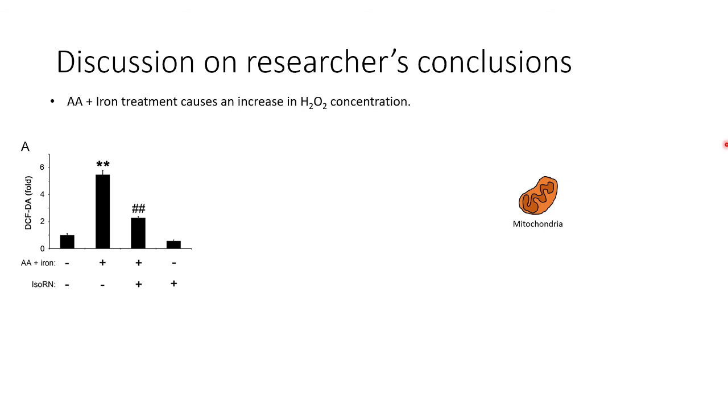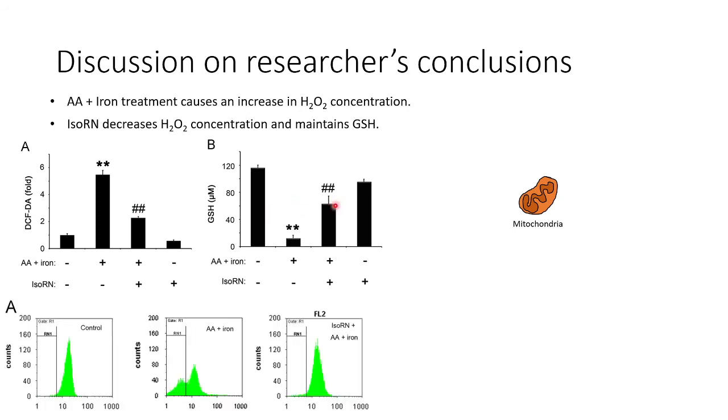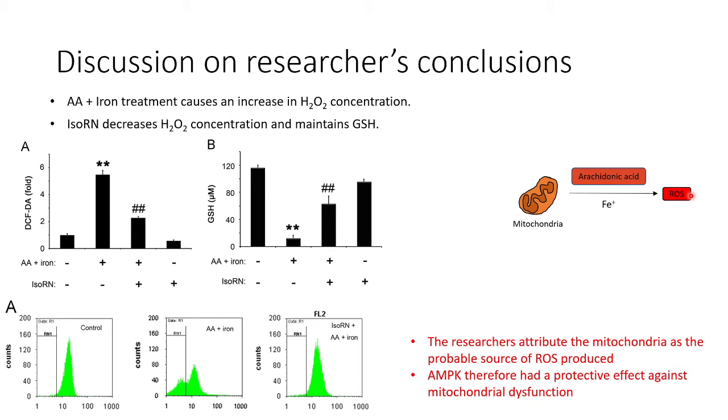data. So first off, we had established that AA plus iron treatment causes an increase in reactive oxygen species, and that Isorhamnetin decreases the reactive oxygen species within the cell, as well as maintains the antioxidant glutathione within the cell. And we had also confirmed that the mitochondrial activity had been the main factor affecting the cellular activity using the Romatan dye staining. And therefore the researchers attribute the mitochondria as the probable source of reactive oxygen species production. However, AMP kinase had therefore had a protective effect against the mitochondrial dysfunction.